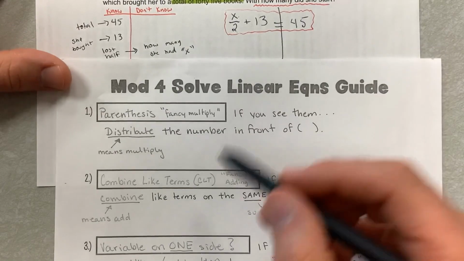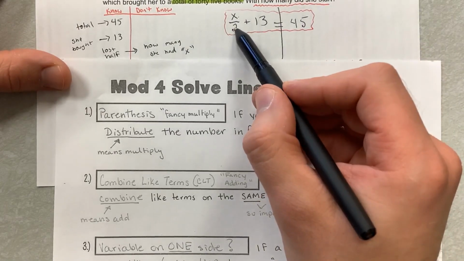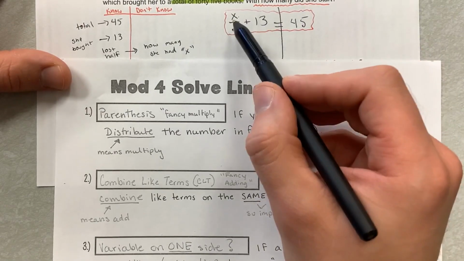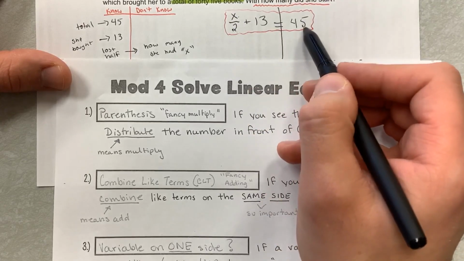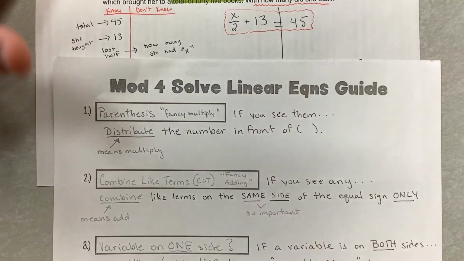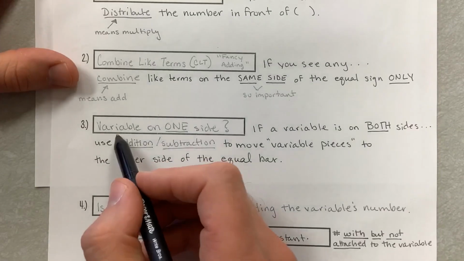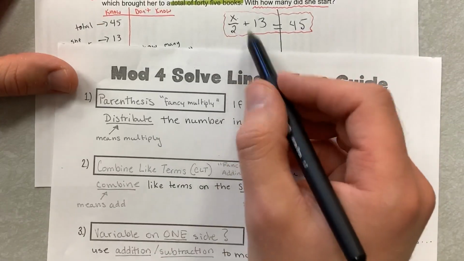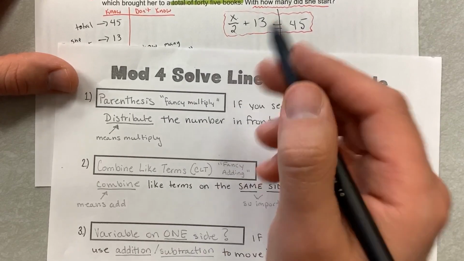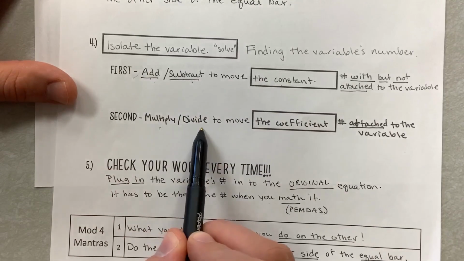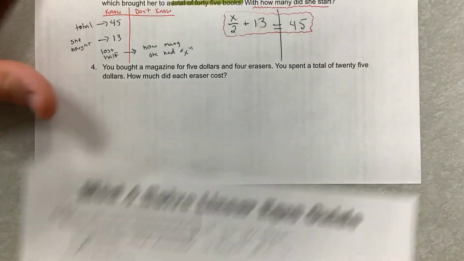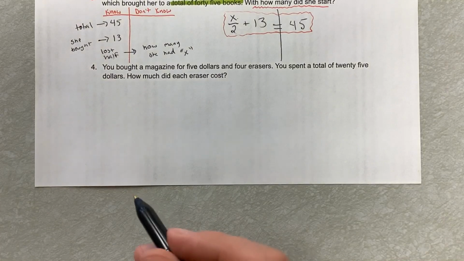Combine like terms. Well, on the left side, I have a coefficient and a constant, meaning I have one attached to a variable, one with no variable, so I can't combine them. This is all alone, so there's nothing to combine there, so I guess I can skip that as well. Variable on one side, the variable is already on the left-hand side, it's already on one side. And I'm giving you guys some easy equations. So it looks like we're going to do step 4. We're going to add or subtract our constant, multiply or divide our coefficient, and we should be done. And again, we're going to focus on the side where the variable is.